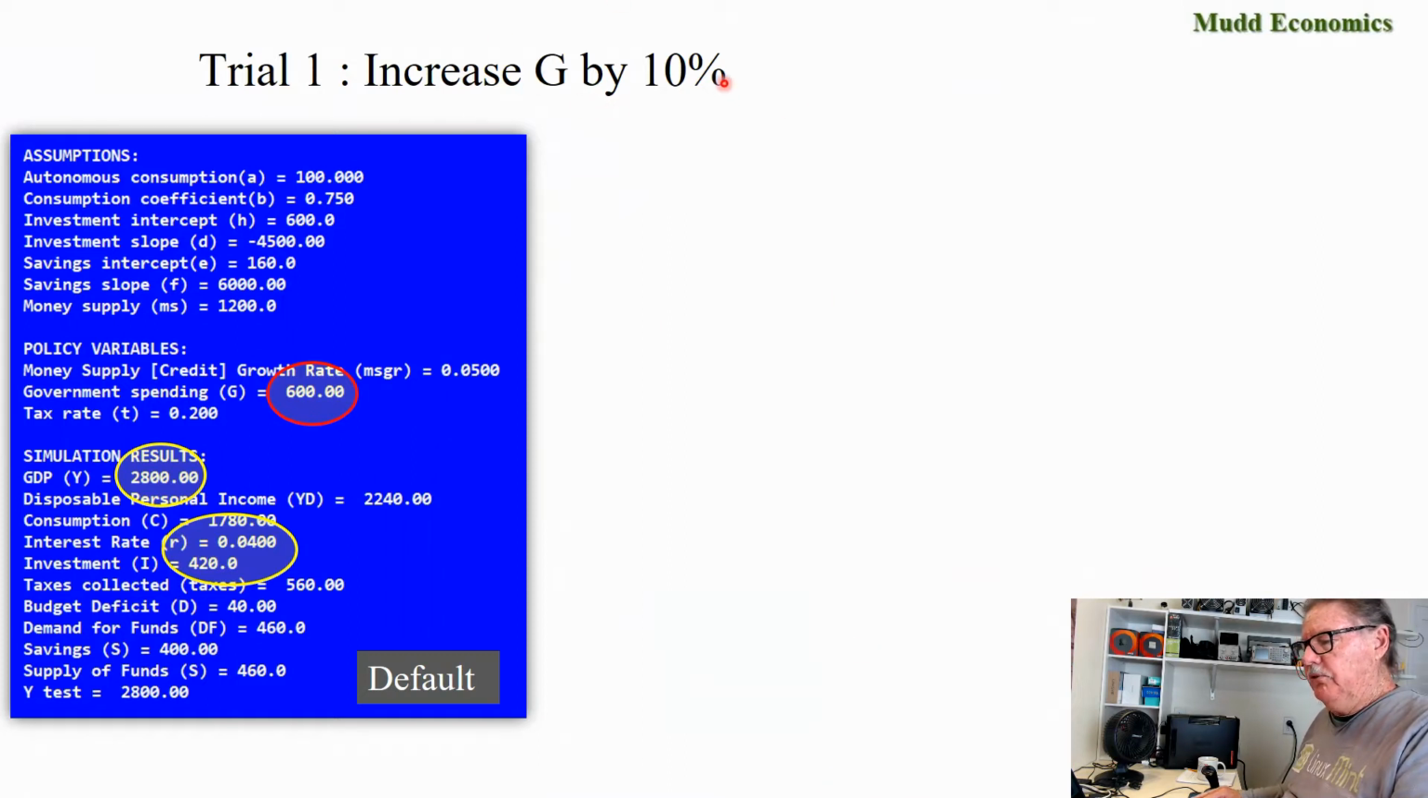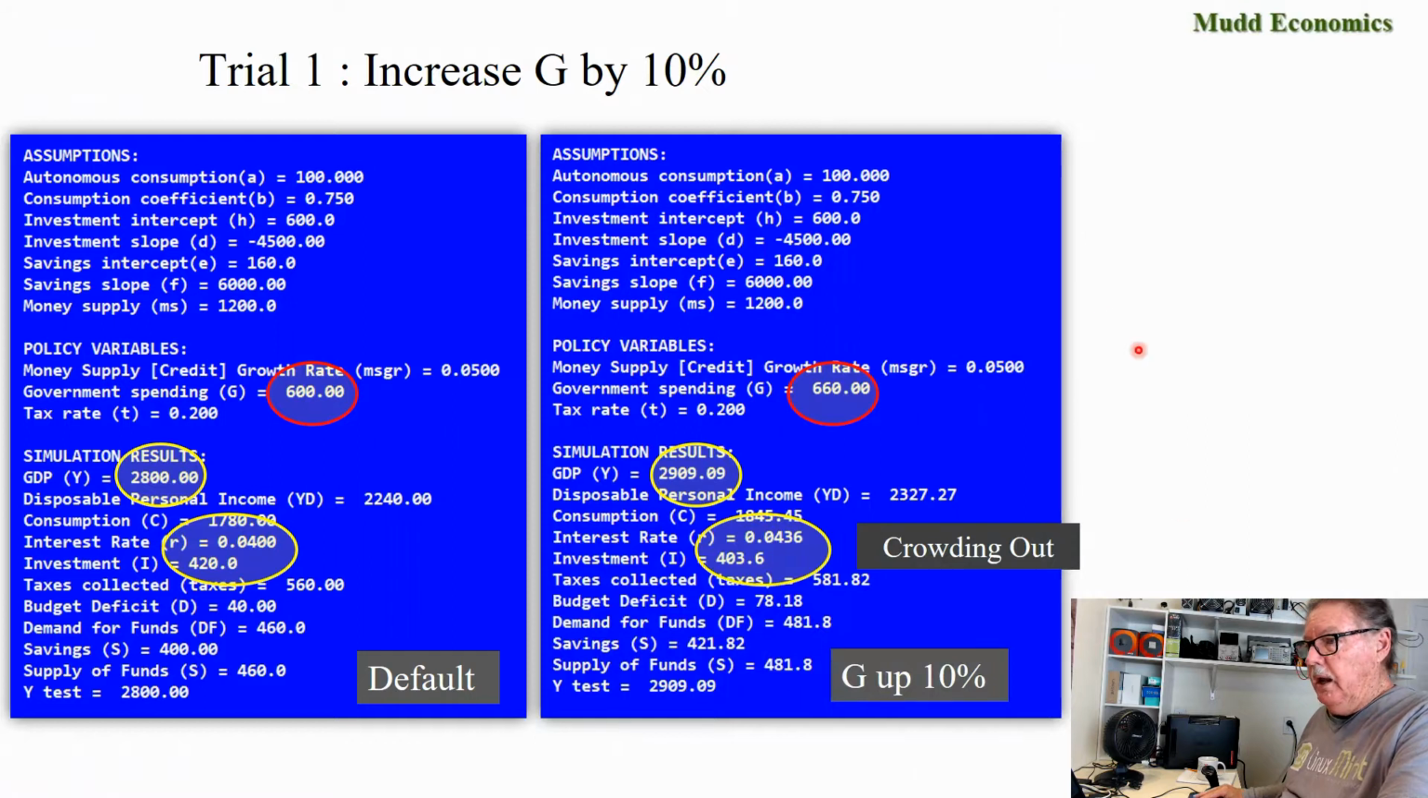And here we are increasing government spending by 10%, similar to what we did in Macrosim 1. Now, this is the default before we do that, just to make sure that we have that. Here's government spending at 600, GDP is 2,800, interest rate is 4%, and investment was 420. Now, you remember when we did this in the loanable funds model, we had a little bit of crowding out. Let's see if we're going to get a little bit of crowding out now that we've added that model to Macrosim 1. And we can see, yep, we're going to get some crowding out here.